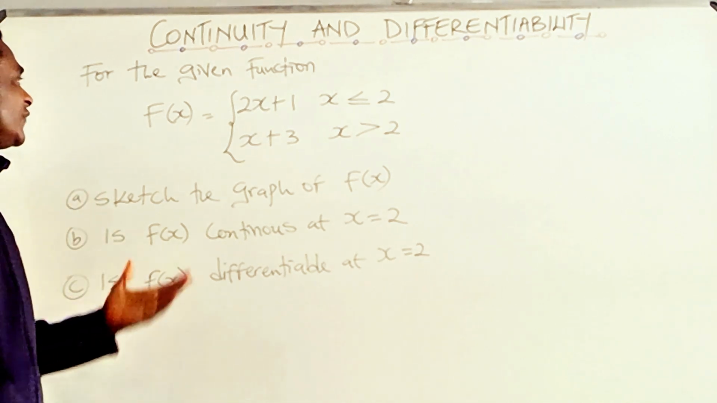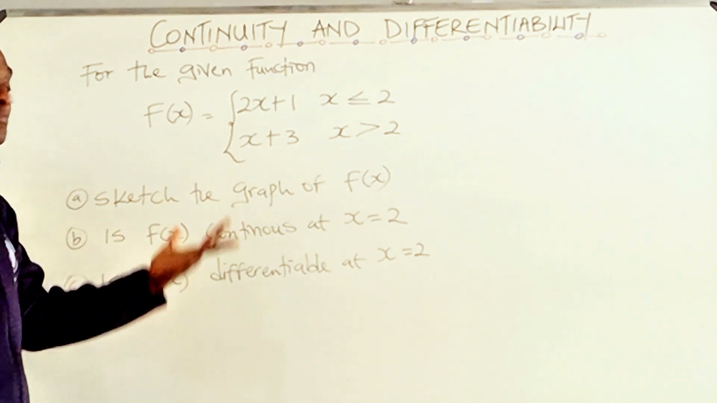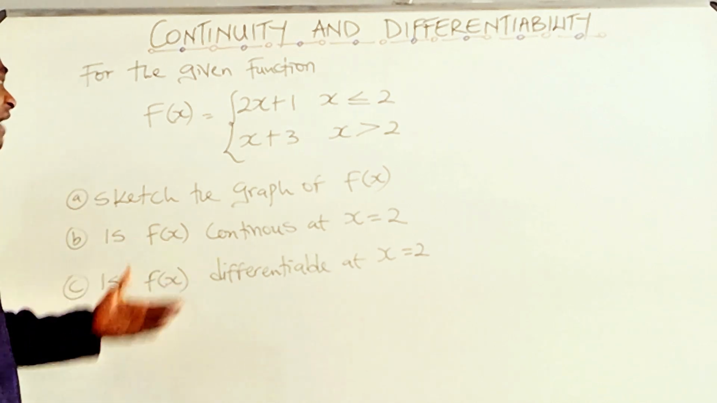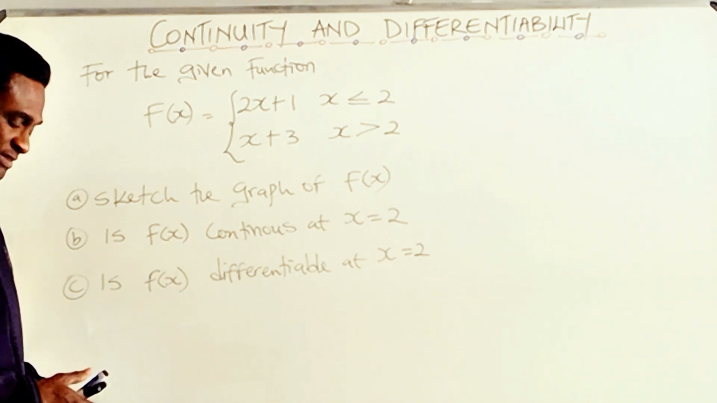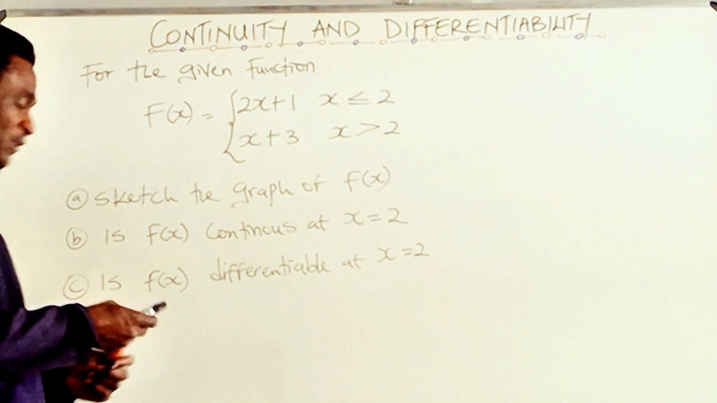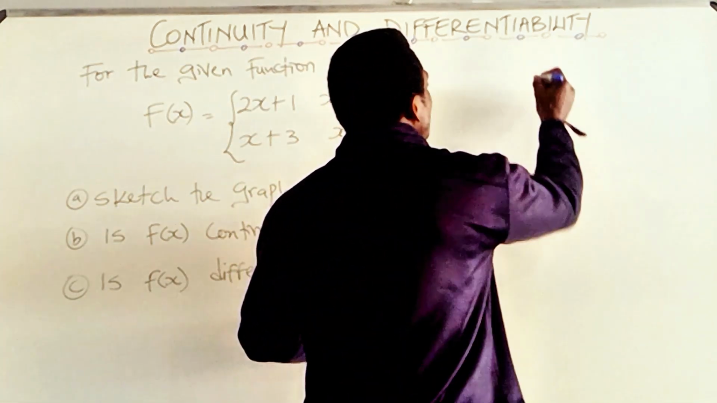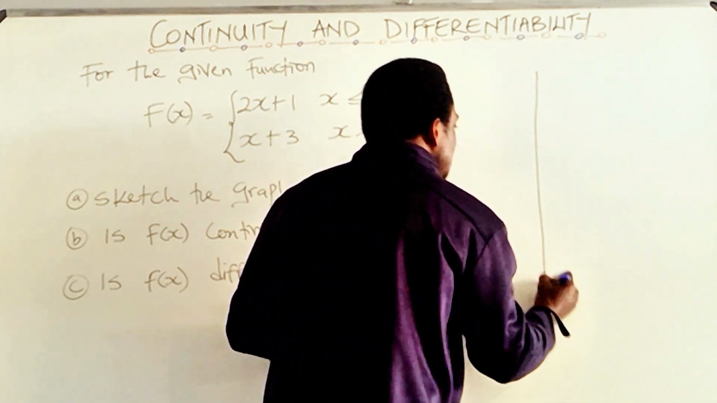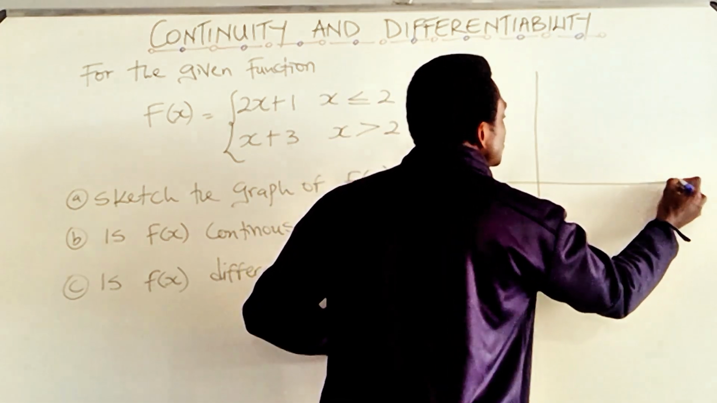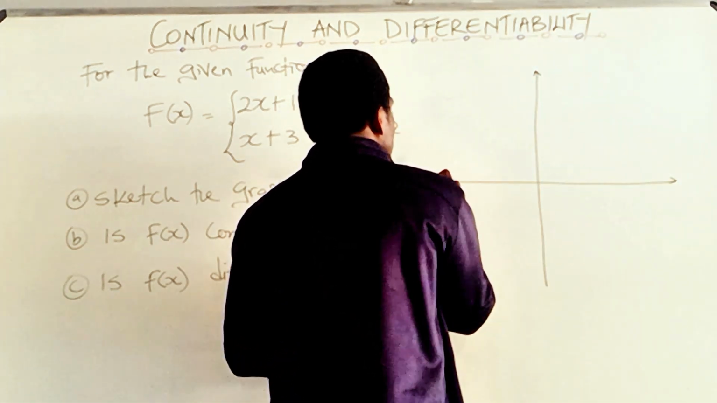They say for a given function, this is our function, which is a piecewise function, sketch the graph of f of x. So let's go through that process. They want us to sketch the graph of f of x. Let's have our Cartesian plane. Remember, grid lines will be provided for you if you are doing this.